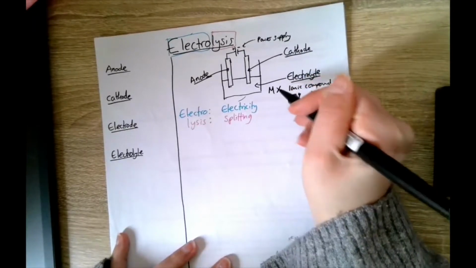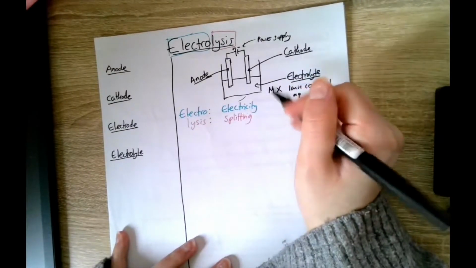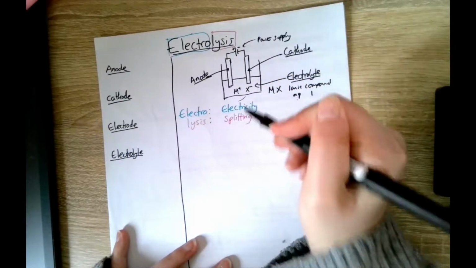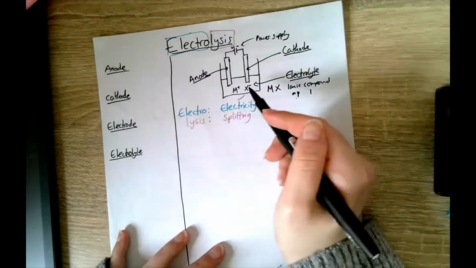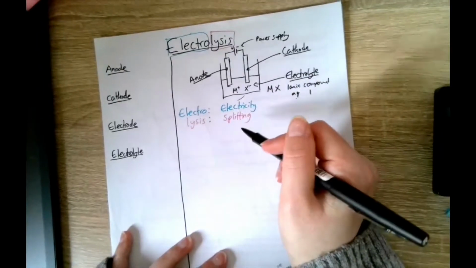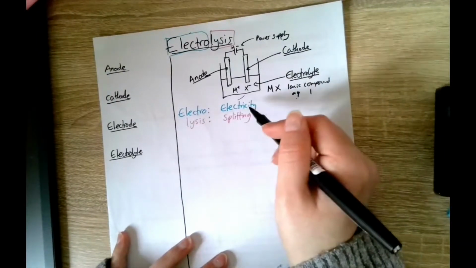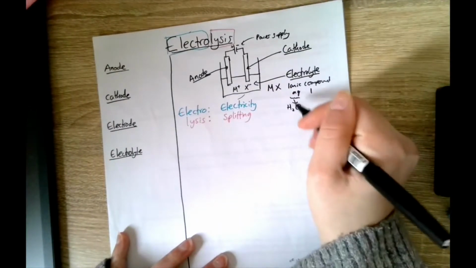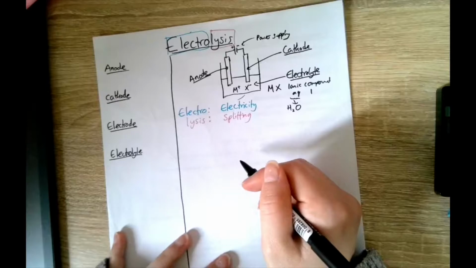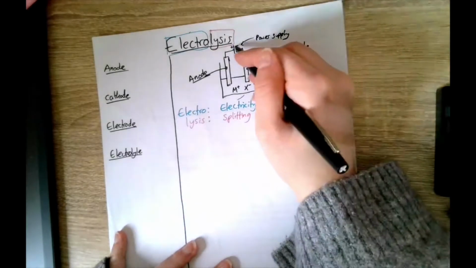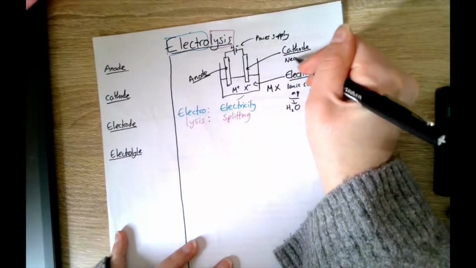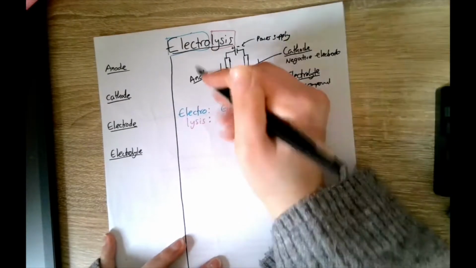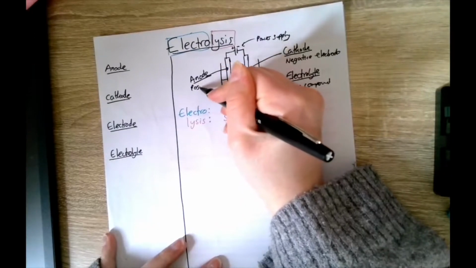We could denote our ionic compound as an MX, and we would then have this as M+ and X- ions, positive metals and negative non-metals in that electrolyte. With aqueous, though, remember, there would also be water involved, and we'll talk about that in a minute. Our cathode, as you can see, is our negative electrode, and our anode, our positive.